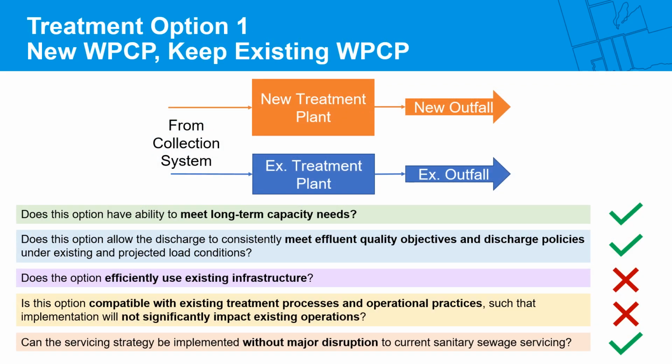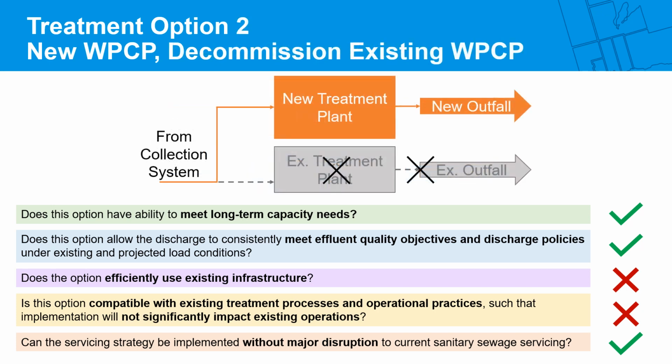Treatment option 1 involves constructing a new treatment plant to operate concurrently with the existing Sunderland WPCP. All new development would be directed to the new plant, while the existing development would continue to be directed to the existing plant. This option would meet long-term capacity needs. It would allow consistently meeting effluent quality objectives. It could be implemented without major disruption to the current sanitary sewage servicing. However, it does not efficiently use existing infrastructure and is not compatible with existing treatment processes and operational practices.